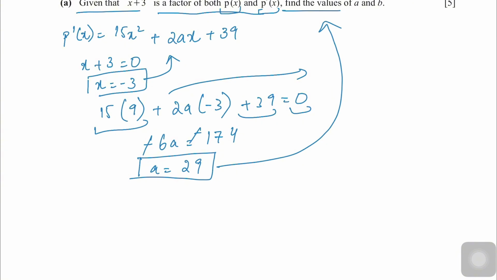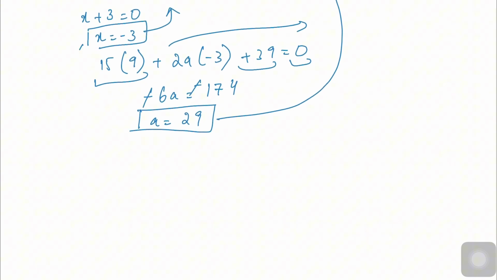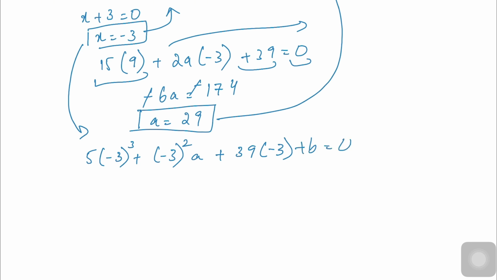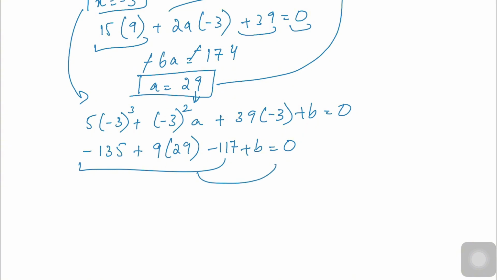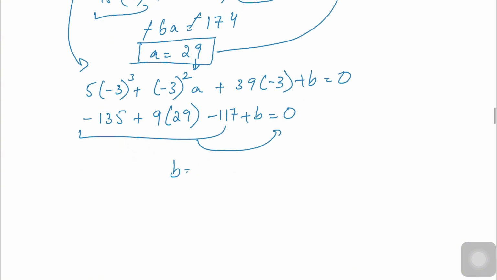So we'll be using p of x now. Our p of x is given as, we'll be substituting x equals negative 3 in p of x directly. So this would be 5 times negative 3 whole cubed plus negative 3 whole squared times a plus 39 times negative 3 plus b equals 0. This would be negative 135 plus 9. A is given as 29, so this would be 29. This would be negative 117 plus b equals 0. Now if we solve this and bring this over here, we'll be getting our b as negative 9. So this is our final answer. We get our a and b.